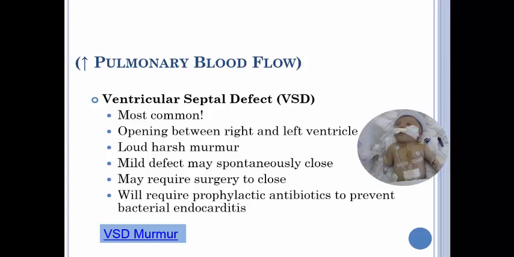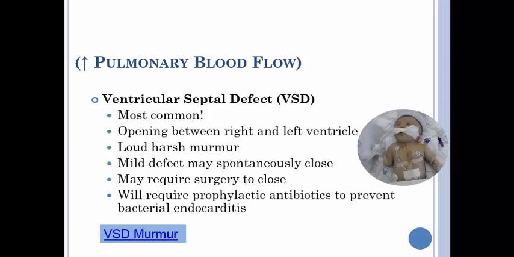So increasing pulmonary blood flow is your ventricular septal defect. It's the most common heart defect in children. It's an opening between the right and left ventricle. It usually results in a loud, harsh murmur. If it's a mild defect, it can spontaneously close. If it's a more severe defect, it may require surgery to close it.